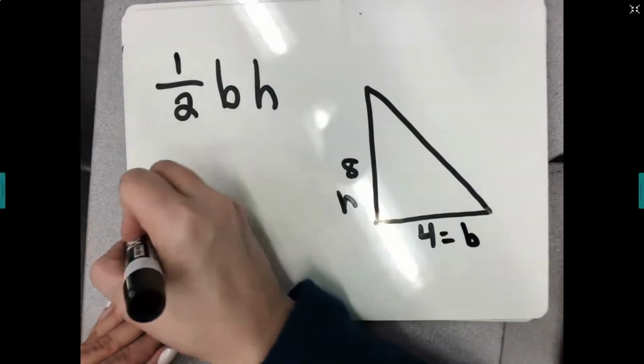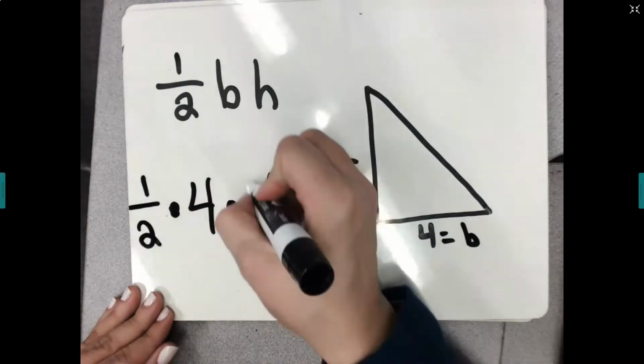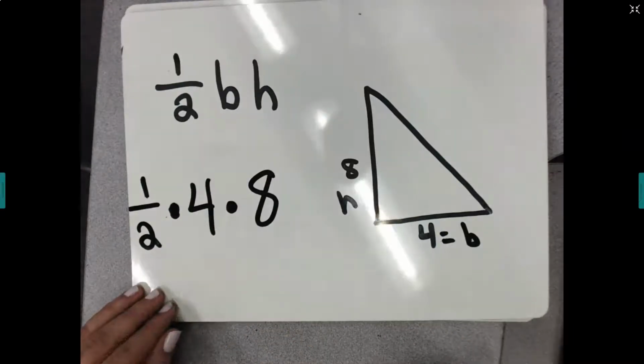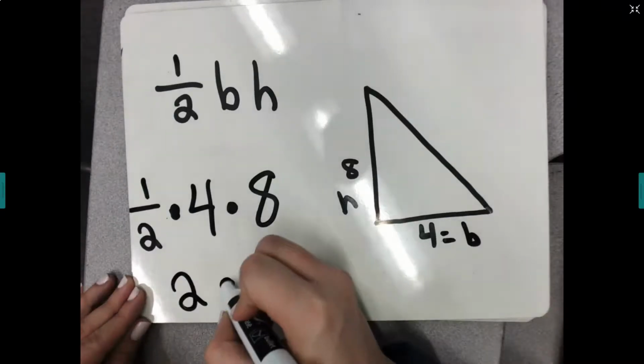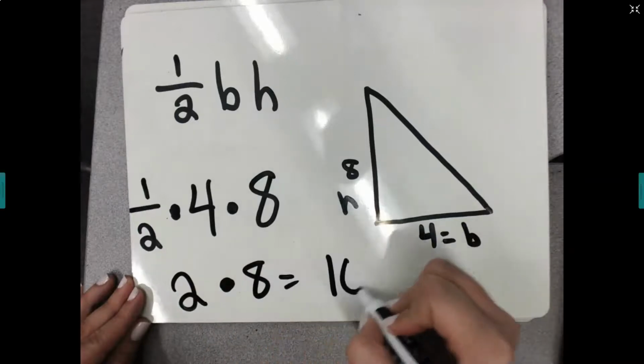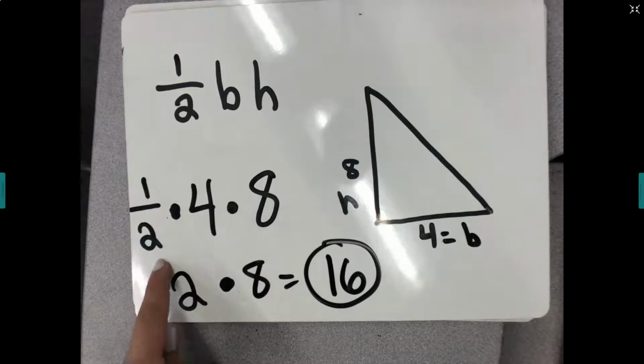So that means I'll have 1/2 times 4 times 8. Then I can just continue to evaluate this as usual. Since multiplication is commutative, I can do this multiplication in whatever order I would like. So you can do 1/2 times 4 equals 2, times 8 equals 16. Or you could have done 4 times 8 equals 32, and half of 32 is 16.